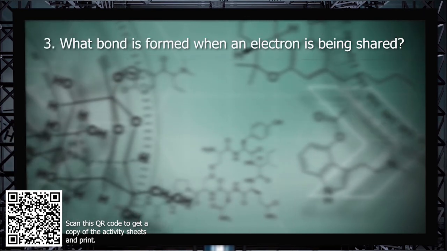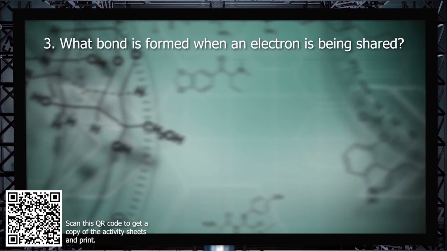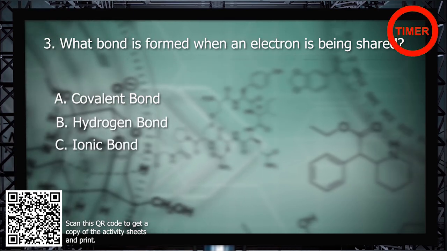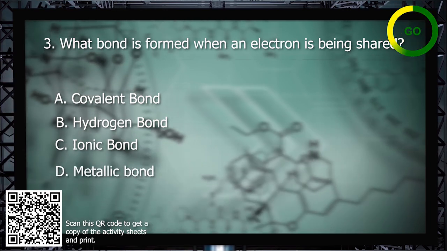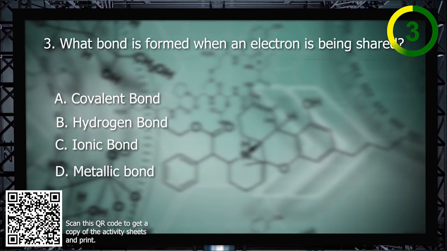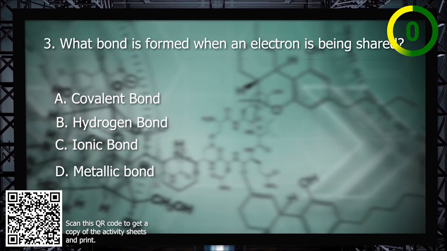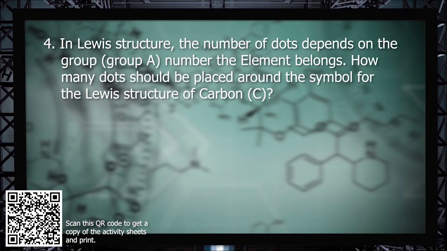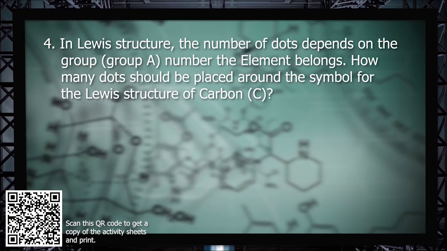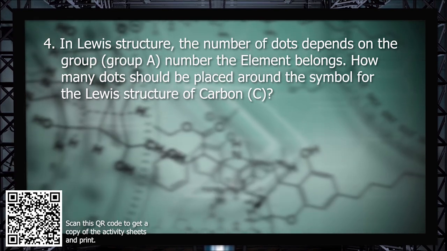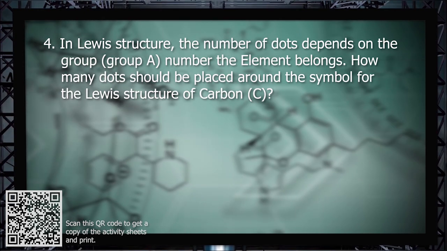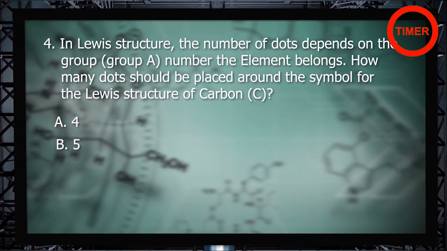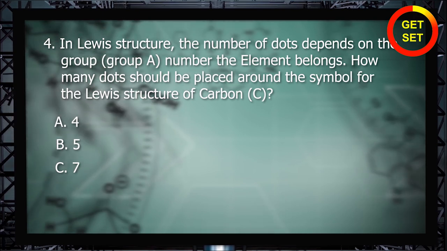Number 3. What bond is formed when an electron is being shared? A. Covalent bond. B. Hydrogen bond. C. Ionic bond. And D. Metallic bond. Number 4. In Lewis structure, the number of dots depends on the group number the element belongs. How many dots should be placed around the symbol for the Lewis structure of carbon? A. 4. B. 5. C. 7. D. 8.